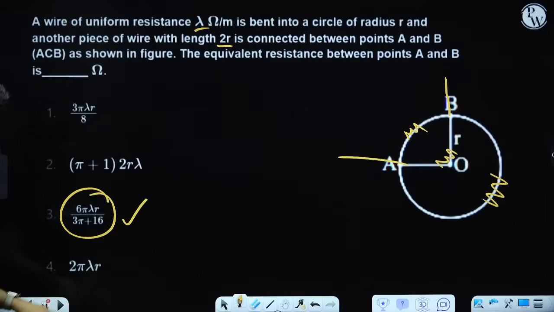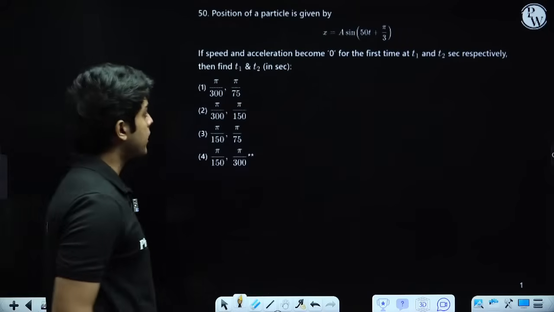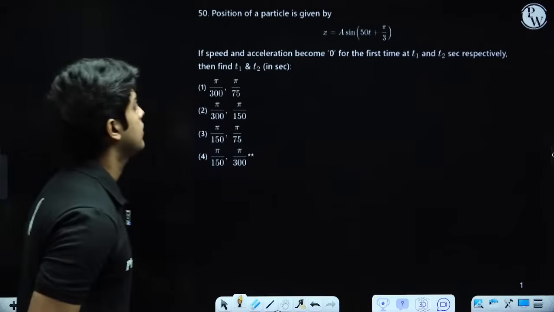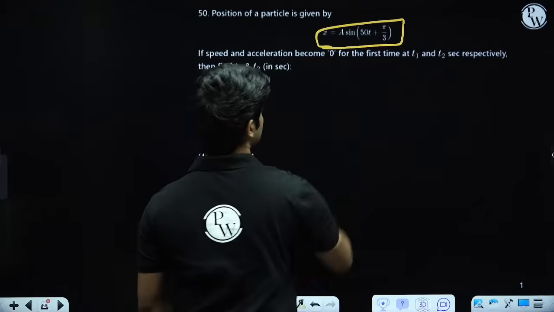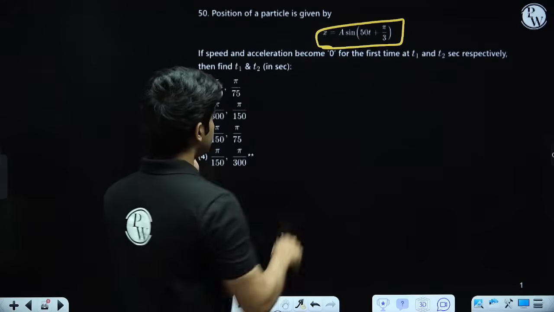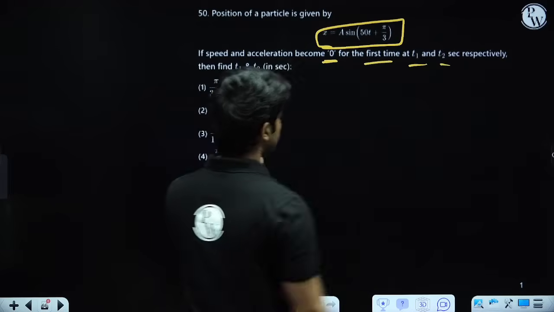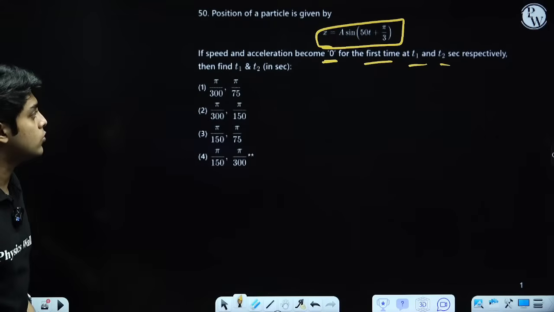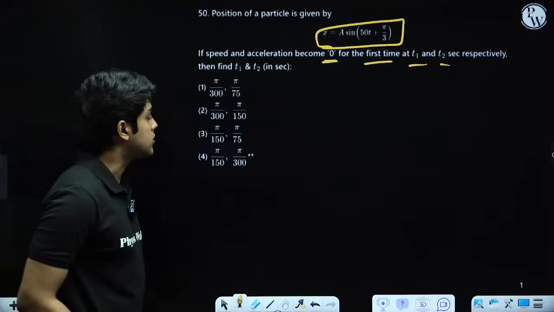Done. Next question. So position of a particle is given. This is a question that appeared in yesterday's exam. X is given. This is an SHM equation. Speed and acceleration, if they become 0 for the first time at t1 and t2, then we need to find t1 and t2. So when does the particle come to rest first, and when does it come to 0 acceleration first?